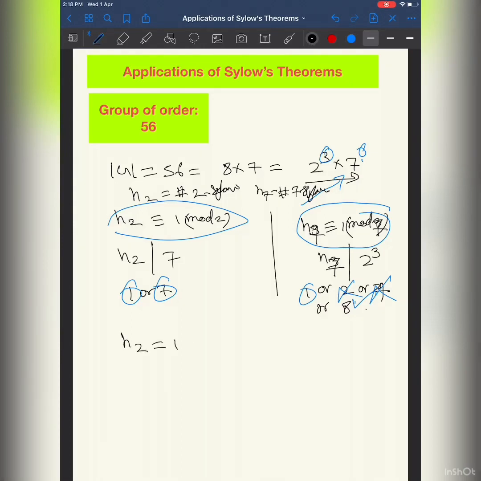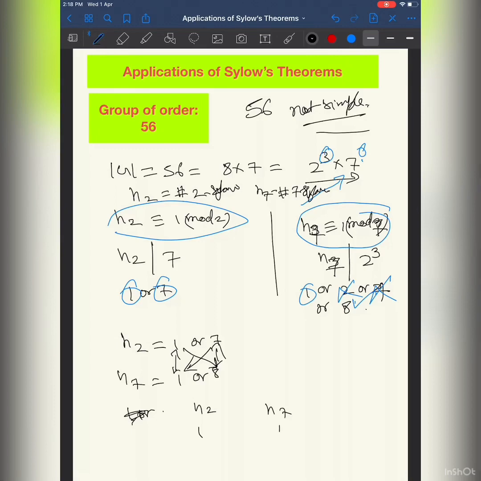So we have a situation like this. N2 is 1 or 7 possible, N7 is 1 or 8 possible. We got 1 is okay, right? 1 and 7 is also okay, 1 and 8 also okay. 7 and 8 is the problem, because with 1 for N2 and N7 we get unique subgroups. So that says it is not simple. The question is that order 56 is not simple.